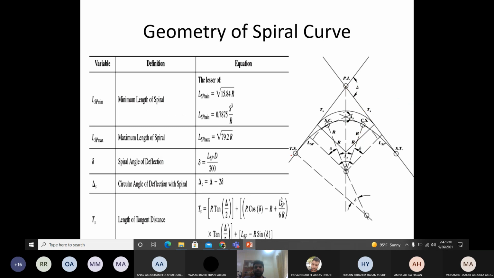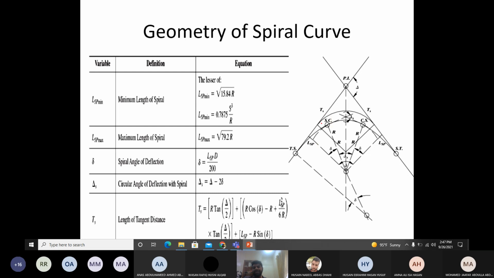Okay, this is the geometry of the spiral curve. TS means start point of the spiral curve. TS stands for tangent to spiral. Then we have the length of the spiral curve, LSP. LSP, length of the spiral curve.